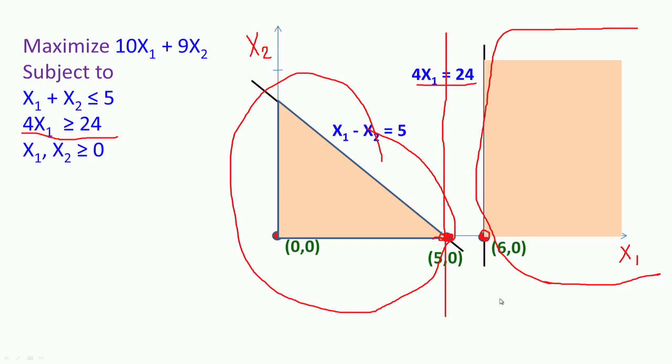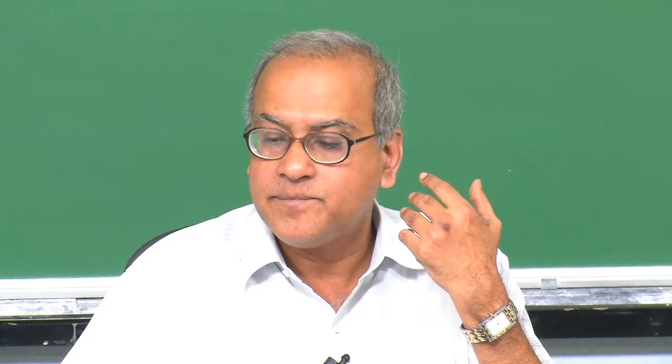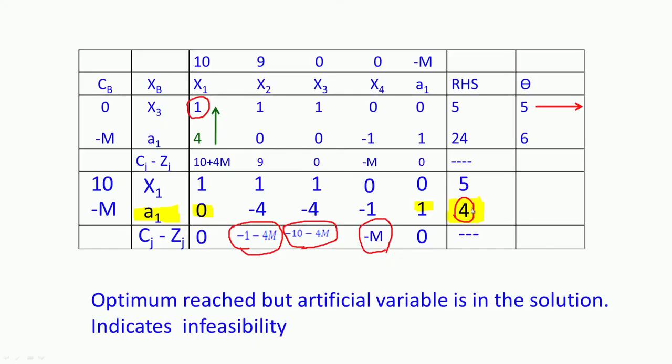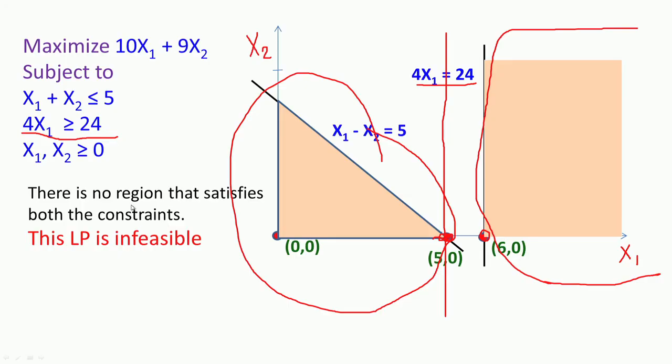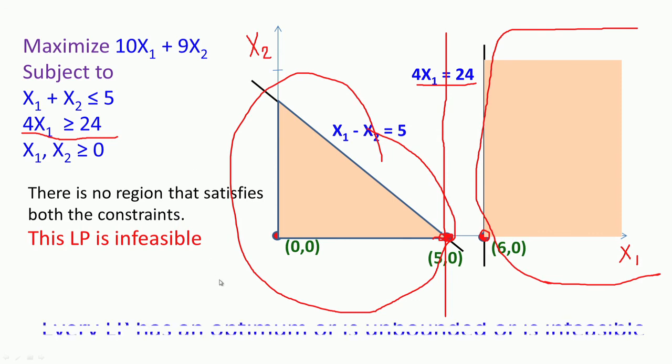So, the presence of the artificial variable in the solution not only indicates infeasibility, but also gives us a way to understand the amount, or the extent, of infeasibility for the given linear programming problem. So, at the end we say that there is no region that satisfies both the constraints. The given linear programming problem is infeasible.